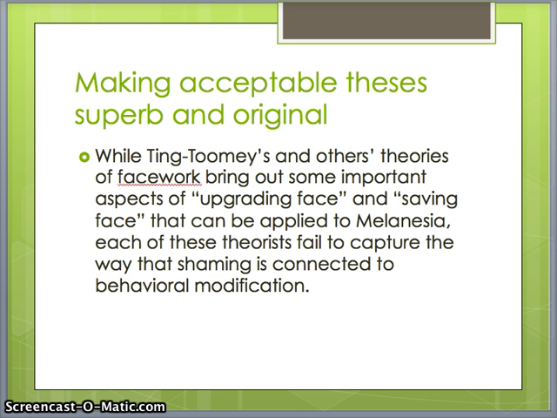Maybe, like in this case, no one has thought of how face work is connected to shaming, or to behavioral modification, and so now you're going to advance the theory by bringing in other social aspects, religious aspects, political aspects. Something's going to make it original by you adding a new dimension, a new component, or a new relationship. Really, that is what you're looking for: a relationship between a previous theory and something else no one has looked at.